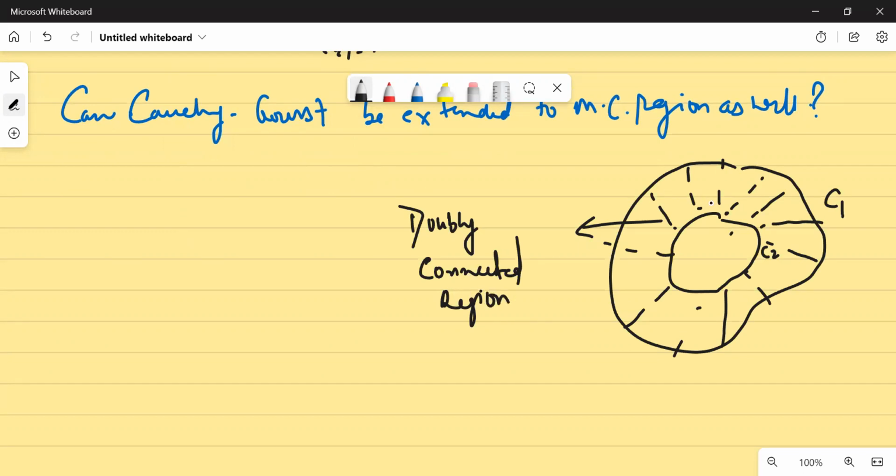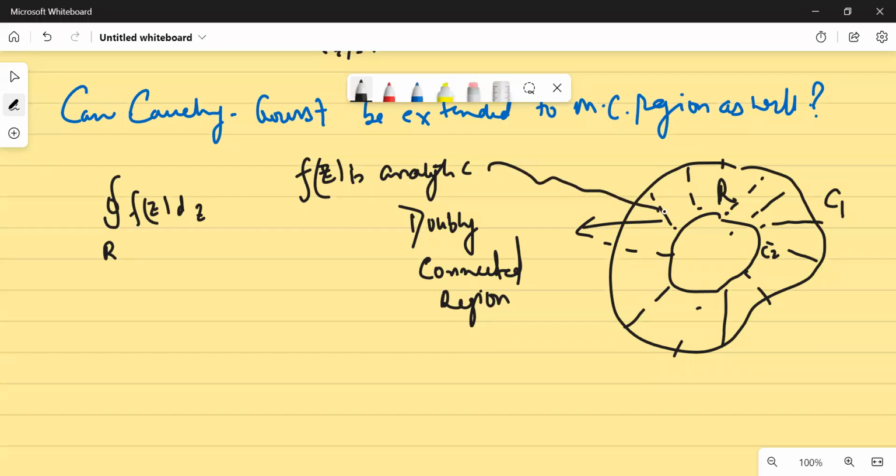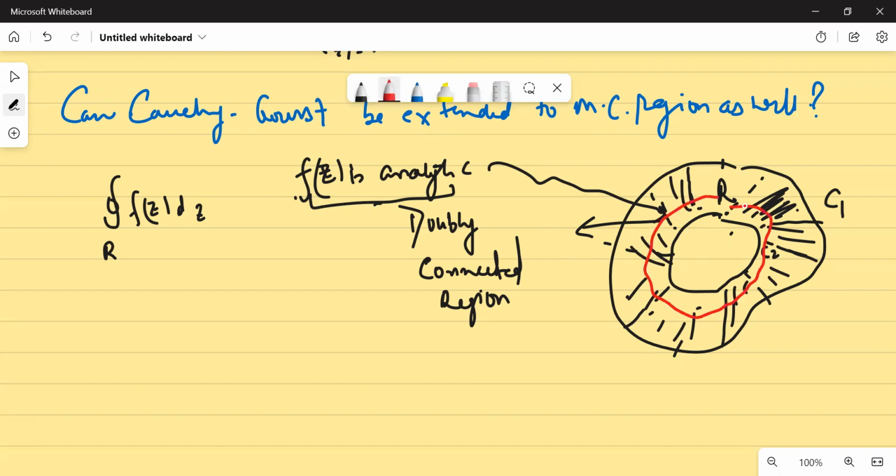Let's say I'm asking what would be the integration of f(z) dz over this region R if f(z) is analytic in this region. Let's say f(z) is analytic in this region R, but the problem is that this region R clearly is a doubly connected region. Indeed, it is. If I take this curve and try to shrink it, I will get inside C2, which is outside the annular region. So clearly this is a doubly connected region.